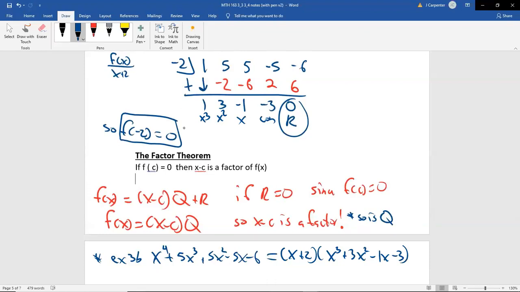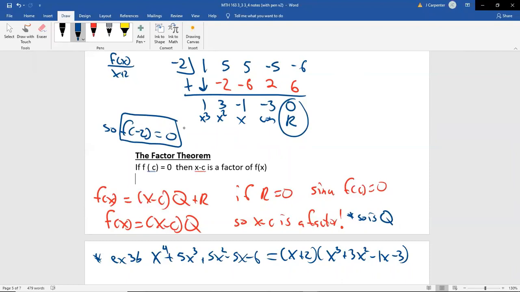This is the strength of synthetic division right here. We have just factored a 4th order polynomial with 5 terms. And besides this, quite honestly, I have no easy way of factoring a 4th order 5-term polynomial. This is it. This is the only thing we got.